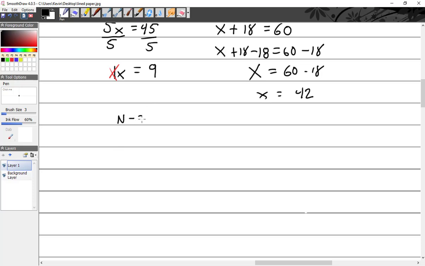All right. If I had n minus 22 equals 100, what do I have to do? Add 22 to both sides. And n minus 22 plus 22 equals 100 plus 22. So n equals what? 122. All right, that is not hard at all, is it?